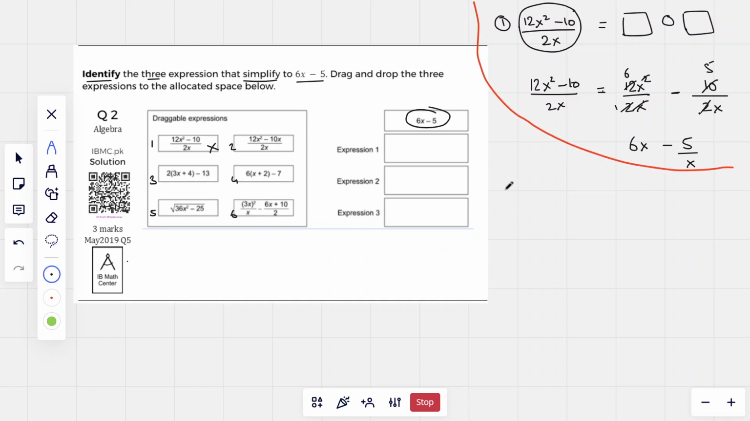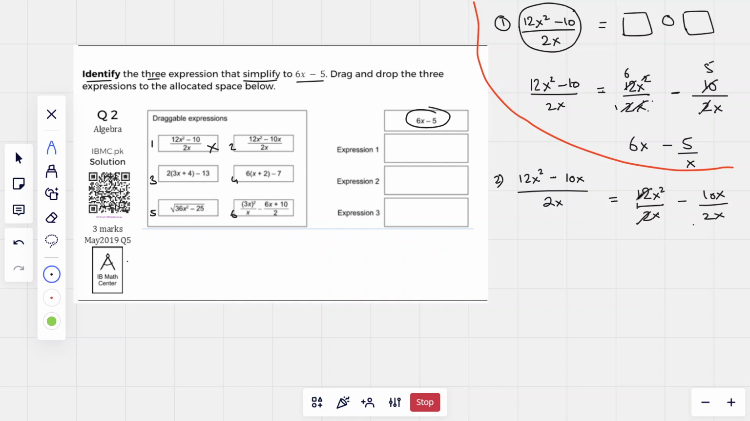Right. Now, what is the second one? The second one is 12x squared minus 10x divided by 2x. We'll extend the same logic that we observed in the last part. We'll break it into two parts: 12x squared over 2x minus 10x over 2x.